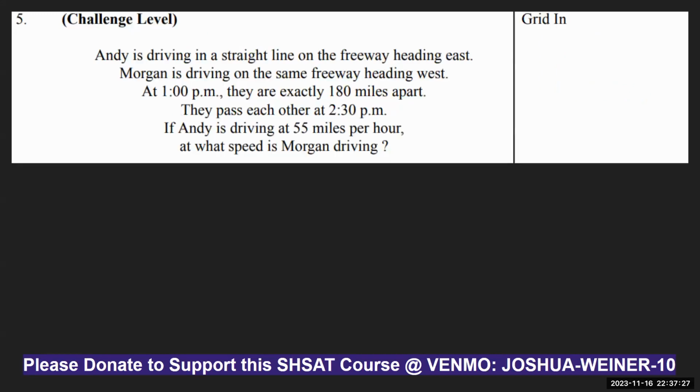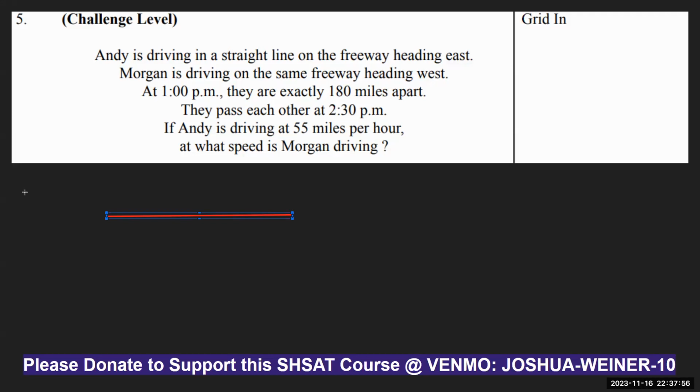Last one, question 5. Andy is driving in a straight line on a freeway heading east. Miss Morgan is driving on the same freeway headed west. Okay. At 1 p.m., they are exactly 180 miles apart. They will pass each other at 2:30. Andy is driving at 55 miles per hour. What speed is Morgan driving?